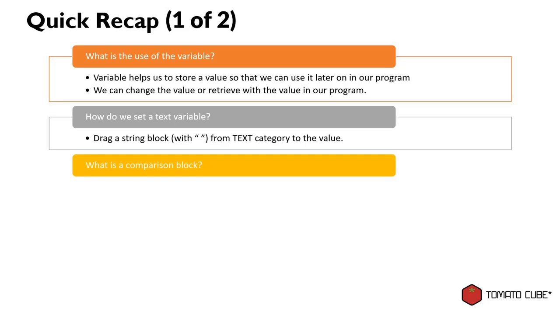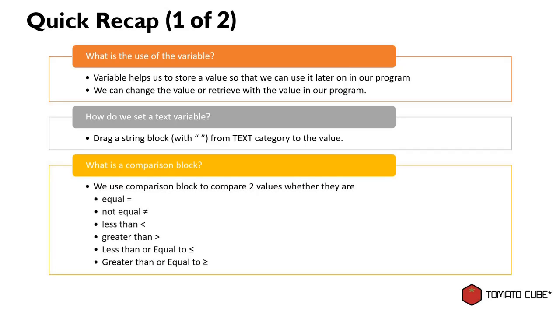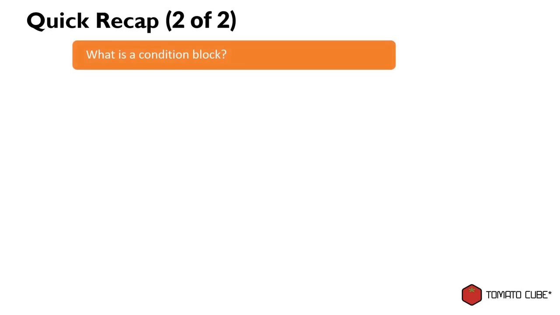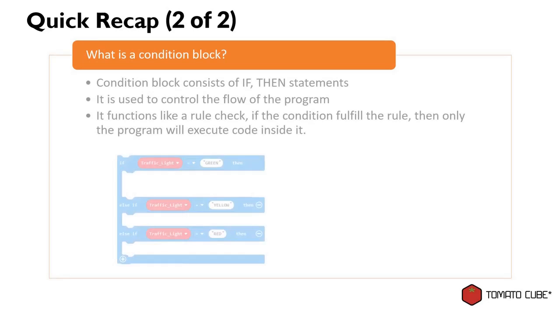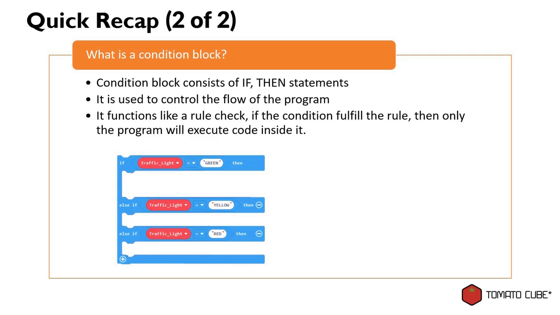What is a comparison block? We use a comparison block to compare two values, whether they are equal, not equal, less than, greater than, etc. And the last question is, what is a condition block? So a condition block consists of if-then statements, which look like this one over here, the blue color block. It has an if and then, and is used to control the flow of the program. So it functions like a rule check. So if the condition fulfills the rule, then only the program will execute the code inside it.